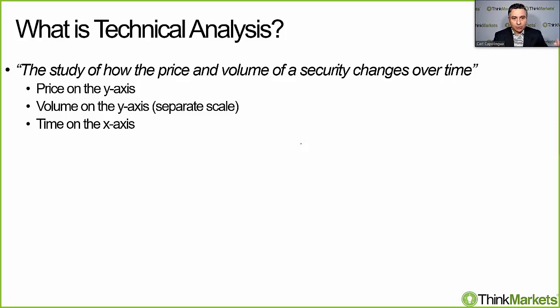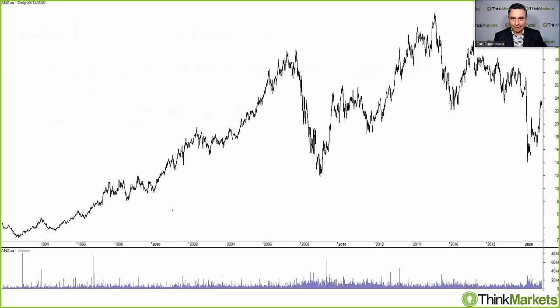It looks at how the price of a security, and volume, there you go, changes over time, because when investors get their wallets out, the amount of cash they put in or withdraw shows up in that volume, or the number of shares anyway, and then times the price, that tells you how much cash there is. So it's price on the y-axis, volume on the y-axis as well but on a separate scale, and then time on the x-axis. Let's look at a picture.